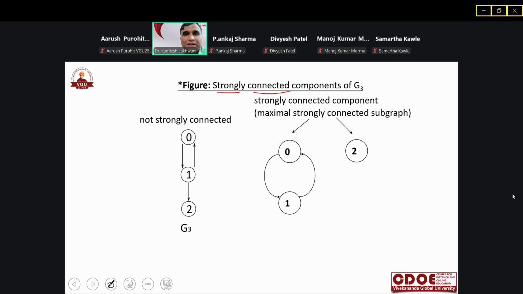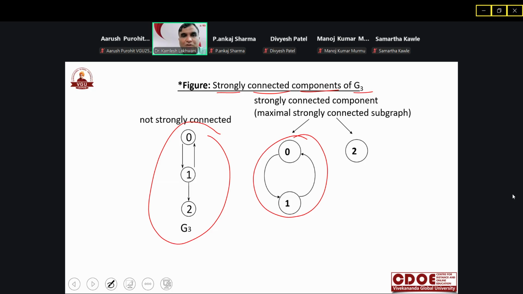Strongly connected component of G3. So this is a G3 and this is a strongly connected component of G3. Why is it called strongly connected? Vertex 1 is connected to 0. There is a direct edge from 0 to 1 and another edge from 1 to 0. So it's called a strongly connected subgraph, or you can say a strongly connected component of G3. So this is G3 and this is strongly connected.